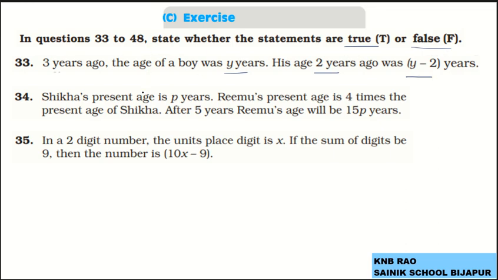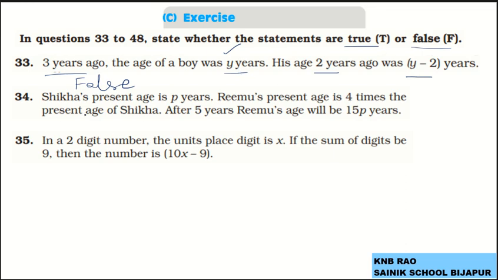So, think, if I am saying 2 years ago the age of a boy was y minus 2, then the present age will be y, not the age 3 years ago. So, this is false. It is very simple: if 3 years ago he was y years old, 2 years ago he must be 1 more than this, not less than this.